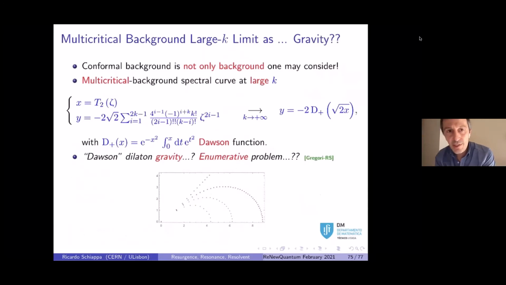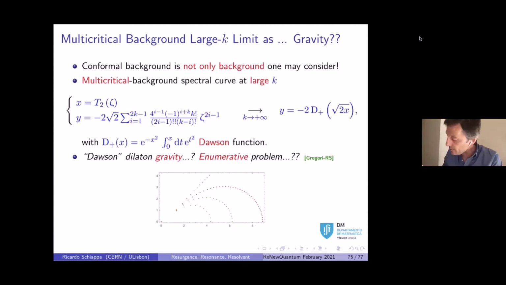Just to finish, this is actually not the only background that we can consider. Besides the conformal background, there's also the multi-critical background that we discussed, the one where you actually have a sum of a lot of Chebyshev polynomials.